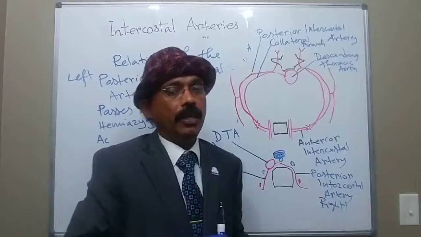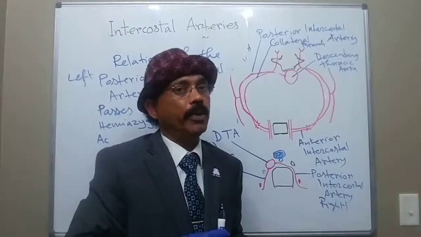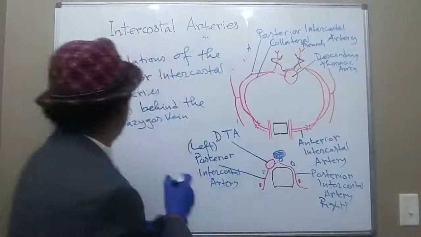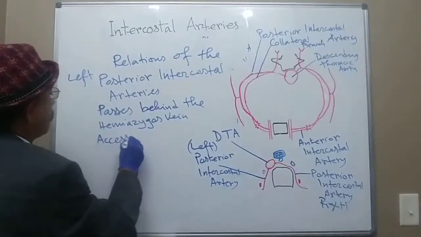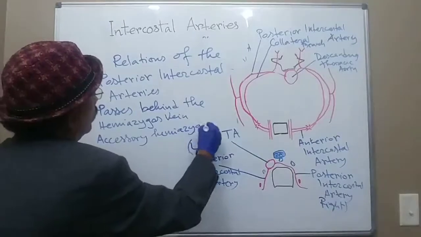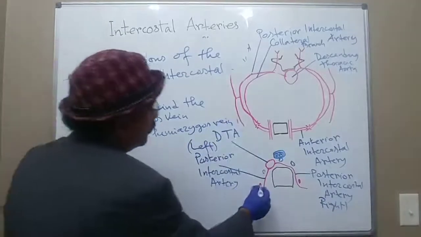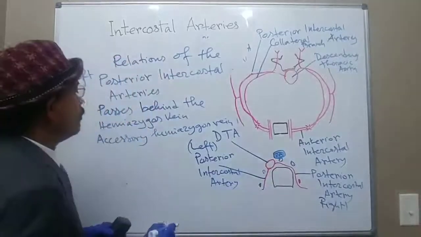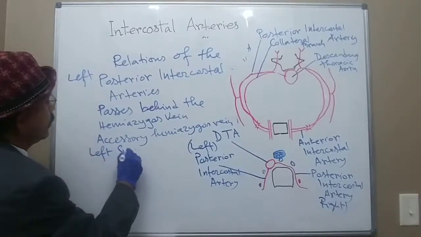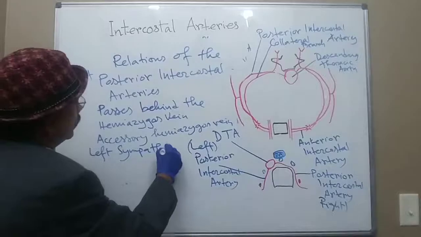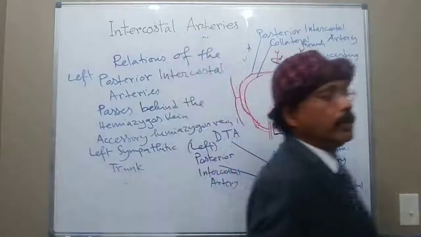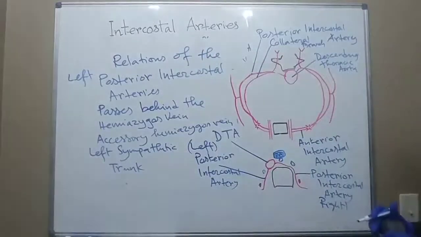paravertebral vein and the hemiazygous vein is below paravertebral vein on the left side of the vertebral column in the posterior thoracic wall. So accessory hemiazygous vein. Okay, and what is this? This is the left sympathetic chain of ganglion, left sympathetic trunk. Okay, we got the relationship of the left posterior intercostal artery.